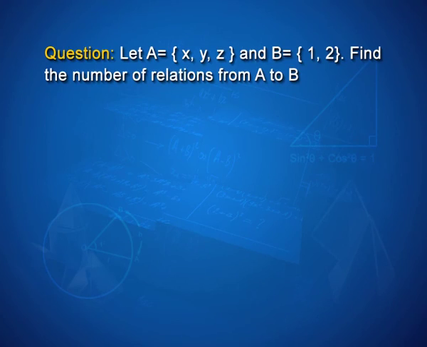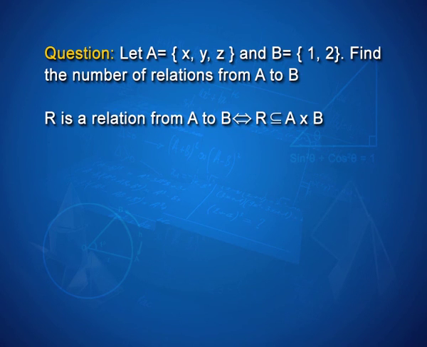Here is another example. Let A be the collection of elements x, y, z, and B has 1, 2. Can we find the number of relations from A to B? The number of relations from A to B can be decided if you remember that R is a relation from A to B if and only if R is a subset of A cross B.